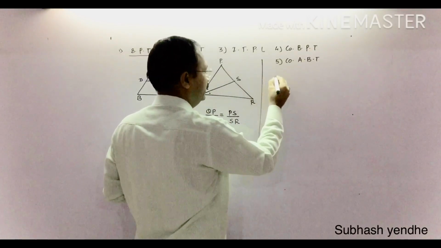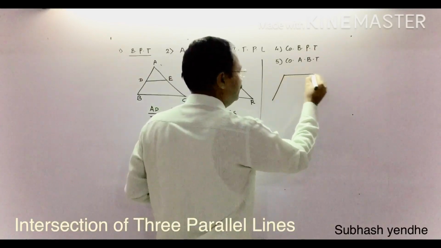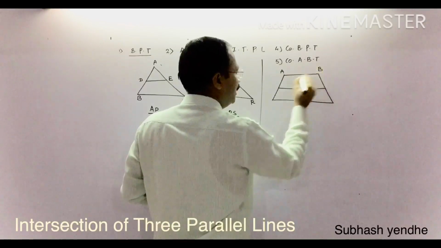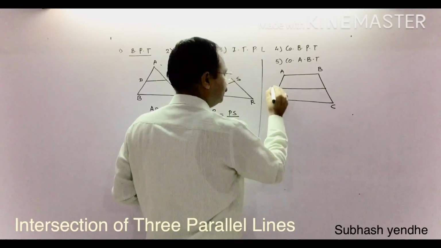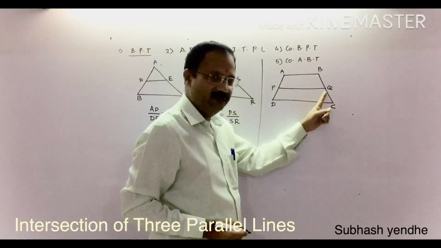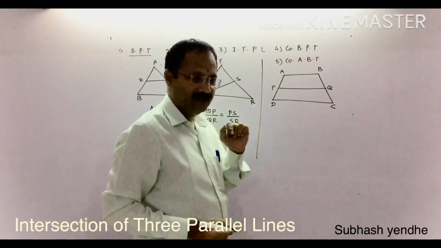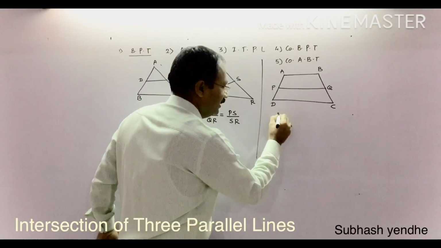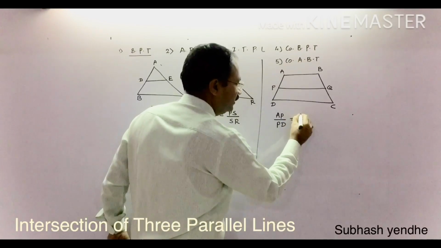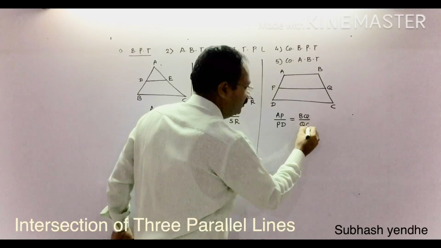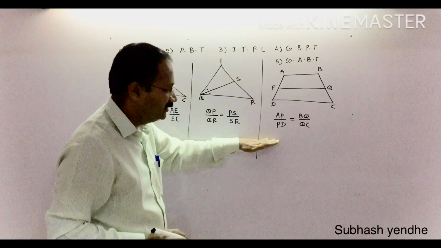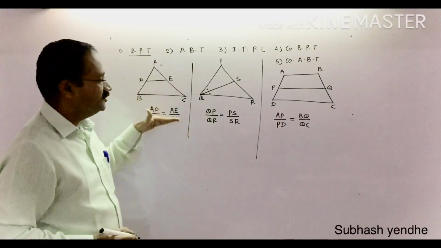The third part is ITPL. It is very simple to remember. If 3 lines are parallel, here line AB is parallel to line PQ is parallel to line DC, then we can say that AP upon PD, this ratio, equals BQ upon QC. In all 3 theorems, you will find that the ratio is equal.